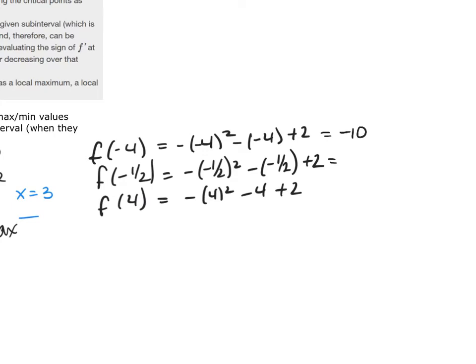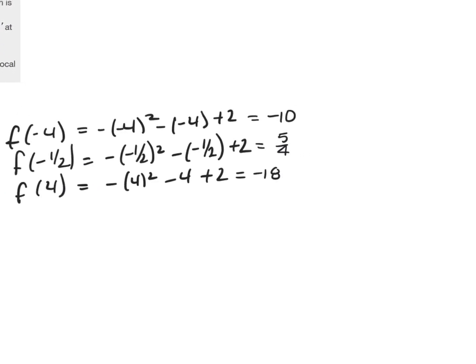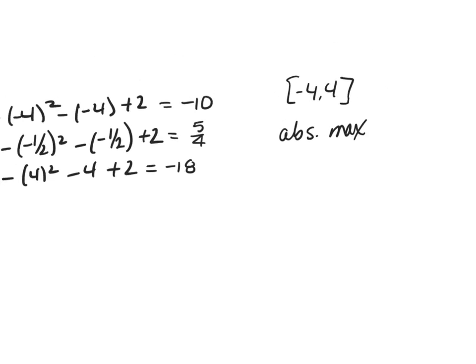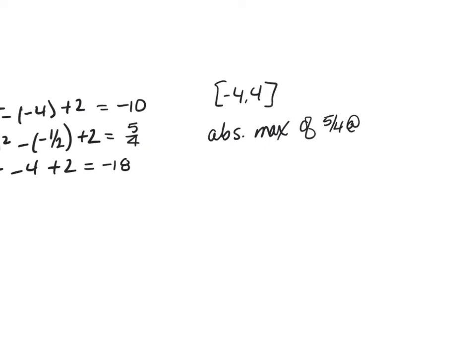You all have calculators? I don't have a calculator. 5/4. What is it, 5/4? Positive 5/4? Yeah. Thank you. And then if you put in a positive 4, what gets kicked out? Negative 18. Okay. So in that interval between negative 4 and 4, we have an absolute max of 5/4 at x equals negative 1/2.